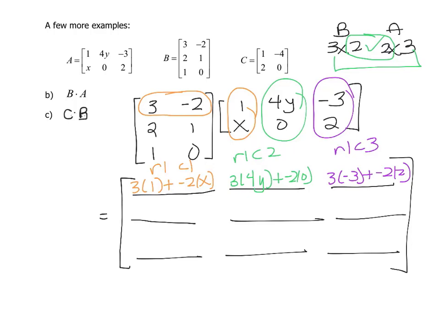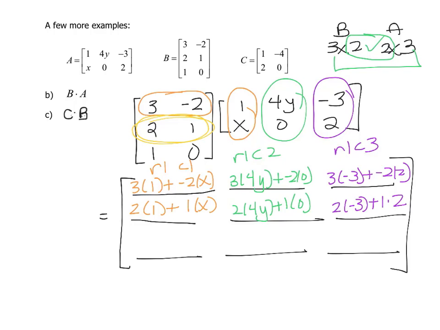Now let's move on to row 2. So this time, let's make this yellow. We're taking this yellow row and we're going to multiply it by all 3 of our columns. I'm going to take row 2 times column 1. So that's going to be 2 times 1 plus 1 times x. Row 2 times column 2 is going to be 2 times 4y plus 1 times 0. And row 2 times column 3 is going to be 2 times negative 3 plus 1 times 2.